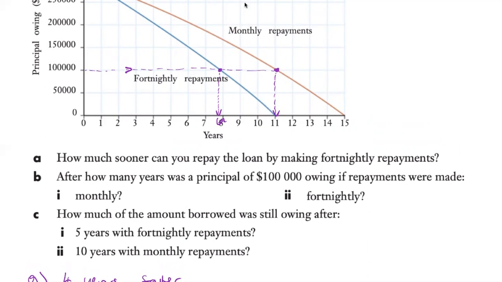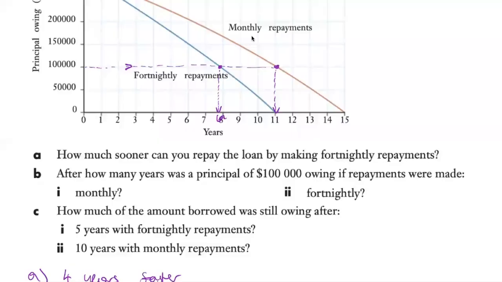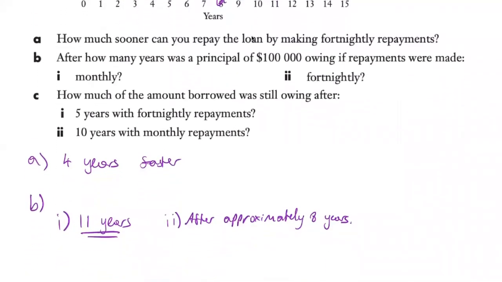Now, if you're doing this along with me, it helps if you have a different colored pencil or texta or pen to help you annotate these graphs, okay? And so for part C, it says how much of the amount borrowed was still owing after 5 years for part I, so for 5 years with fortnightly repayments, so this one here. So we're going to be using the fortnightly repayments curve. We're going to do this in orange, so part C, I.